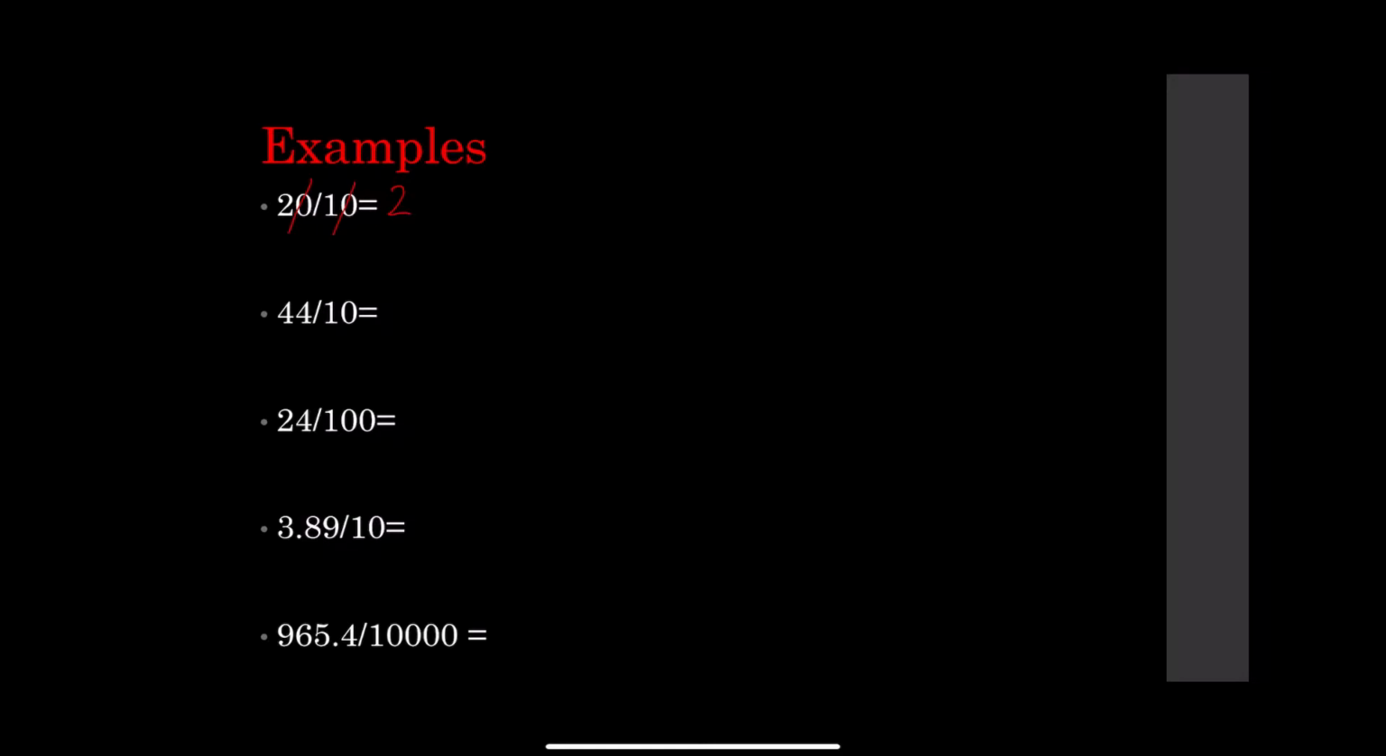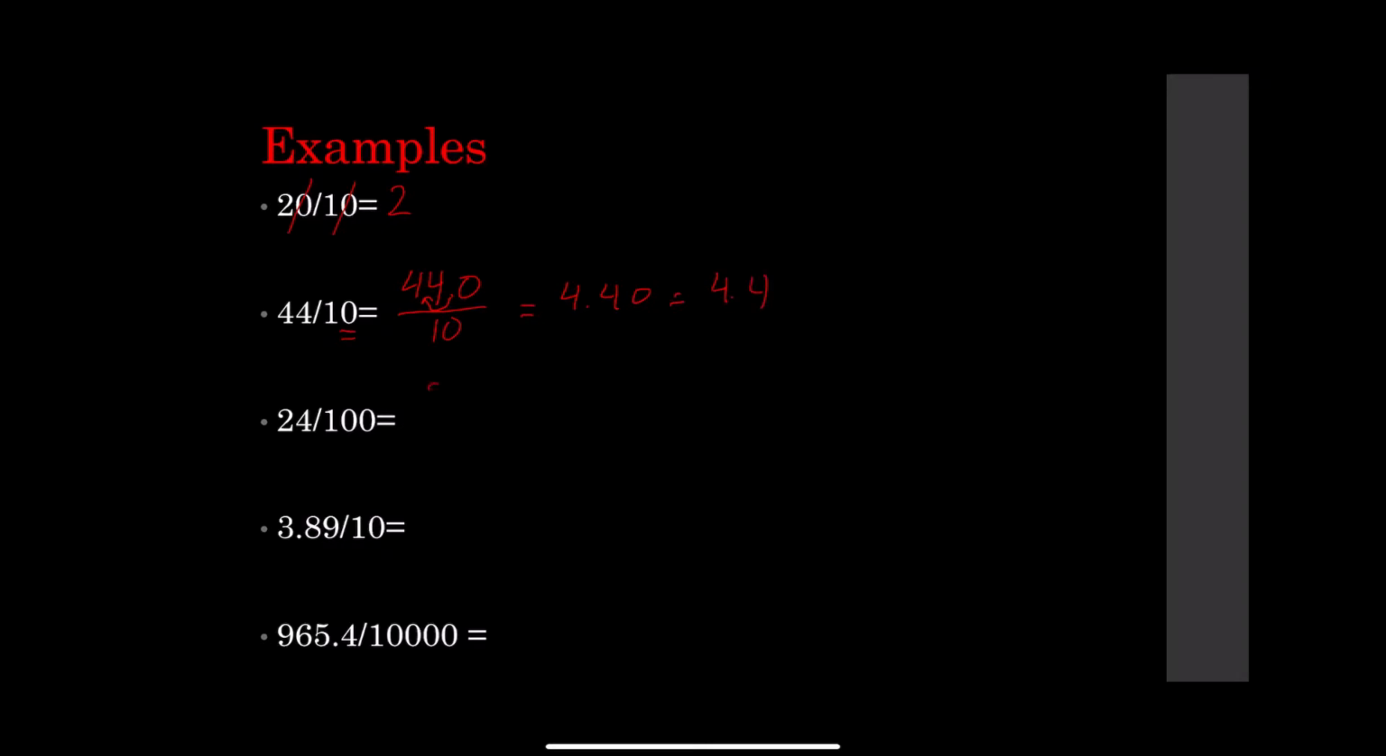44 divided by 10. We have no zeros now, but we know that 44 can be written as what? 44.0 divided by 10. So if you have no zeros, add the decimal point and then add 0. We know that in case of division by 10, we need to move the decimal point to the left one place value. So the answer is going to be 4.40, which is exactly as 4.4.